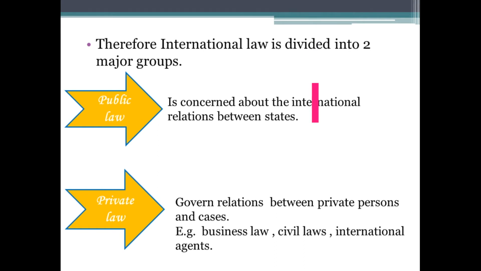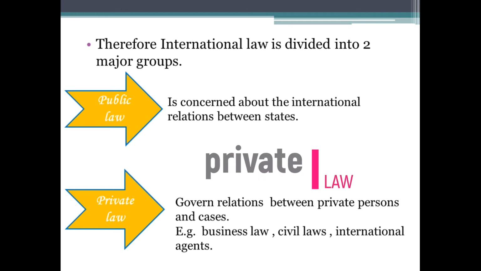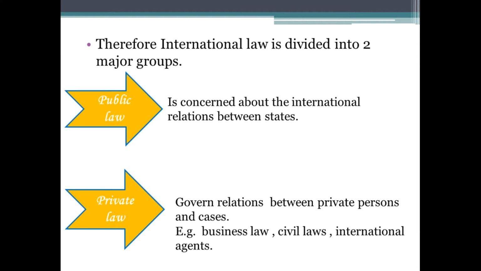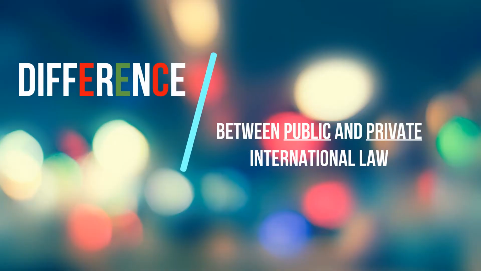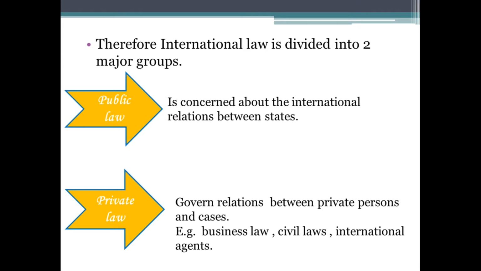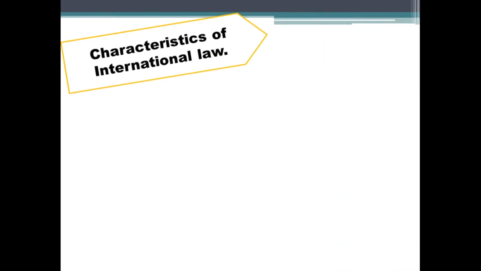Private law, on the other hand, has its own rules for private cases in international law. These include business law, labor law, and civil laws between agents of different countries. The laws govern international relations between private persons. That is the difference between private law and public law. Let us now move on to the characteristics of international law.